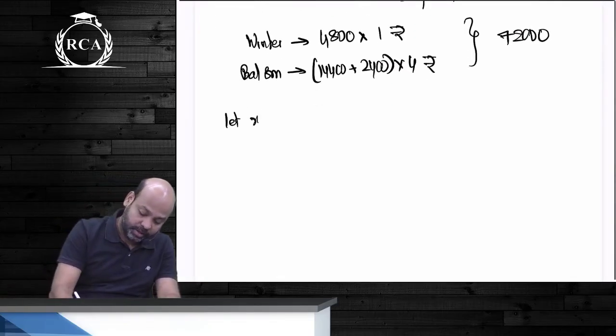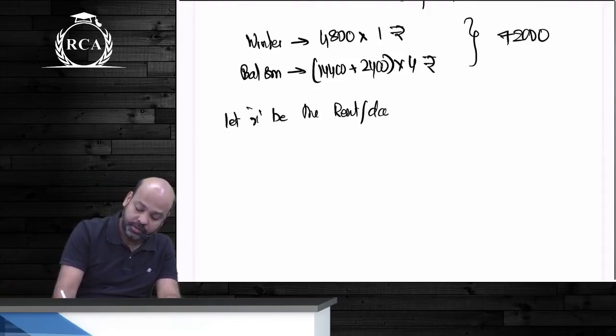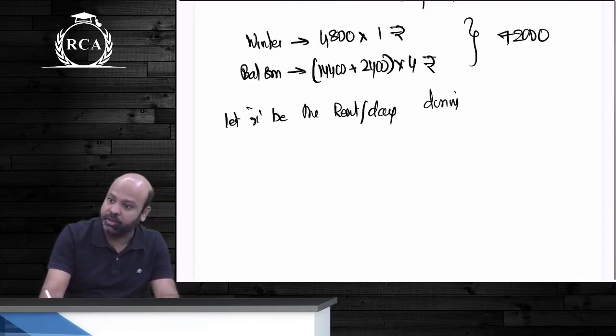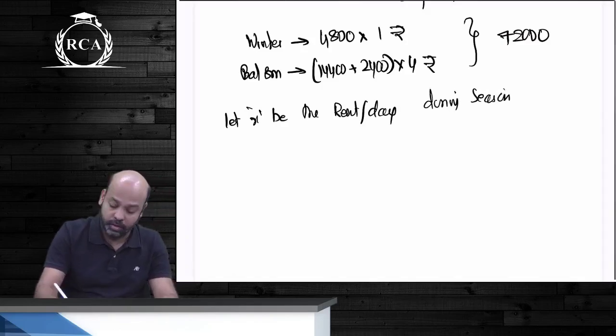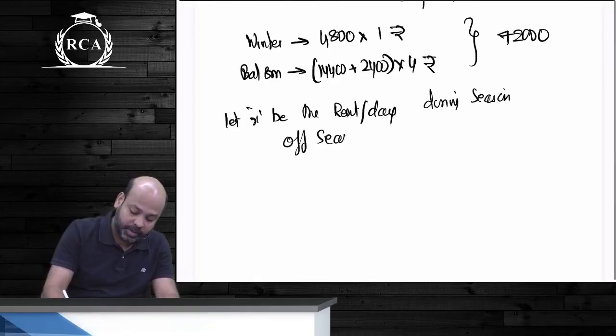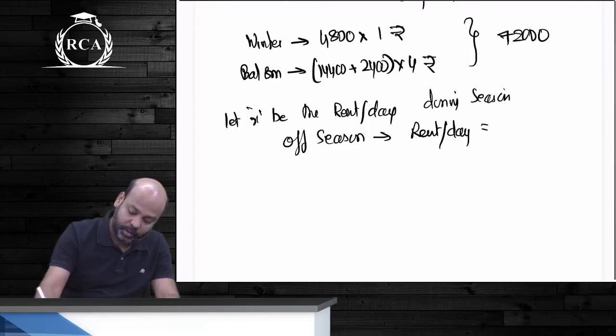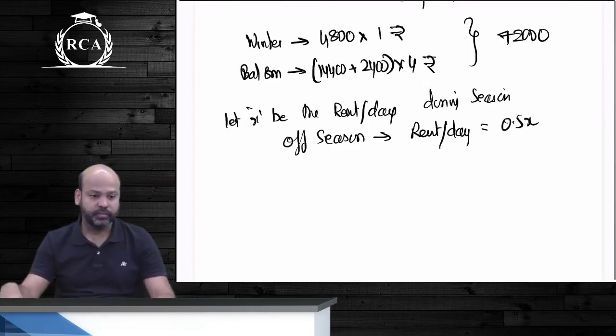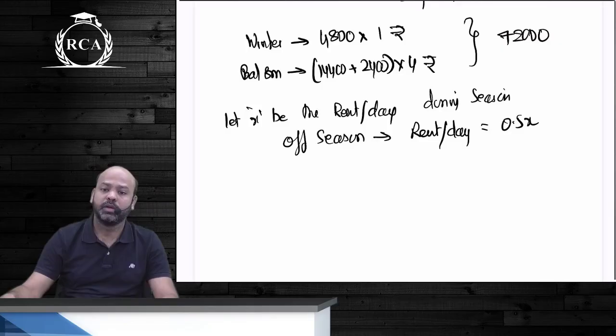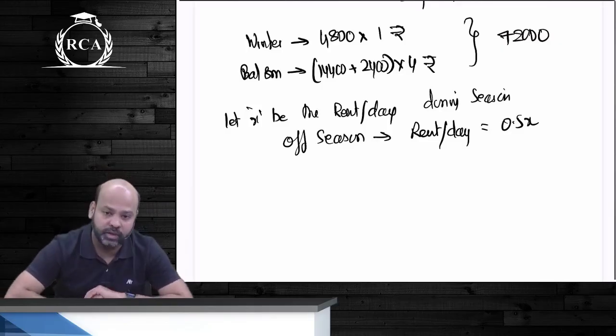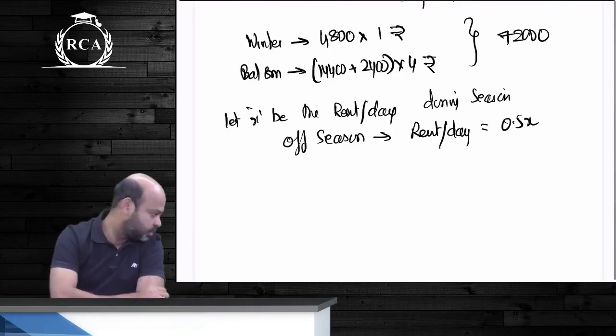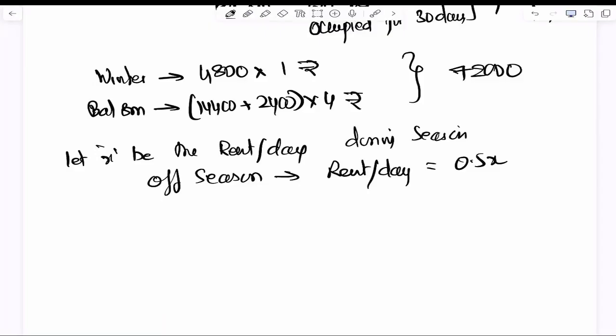Let X be the rent per day beta. Rent per day during season. How many of you are done with the calculation? So off season beta rent will be how much? Rent per day beta will be 0.5x. Rent during season beta will be x. During off season 0.5x. Start presenting the cost statement and compute the value of x beta jaldi.